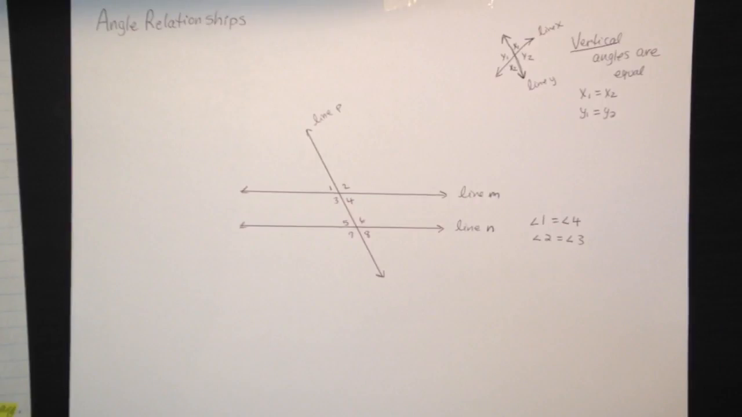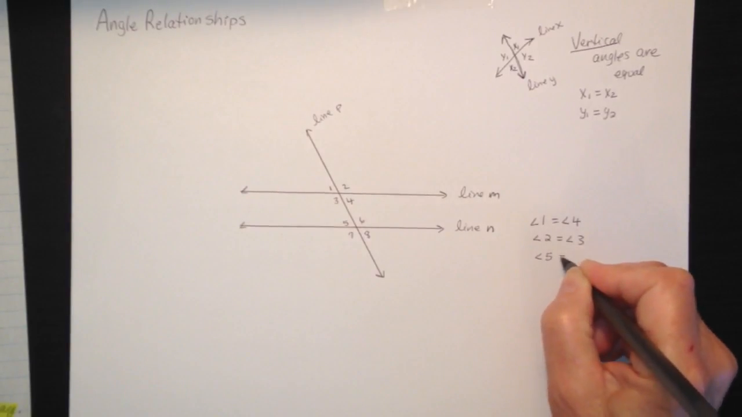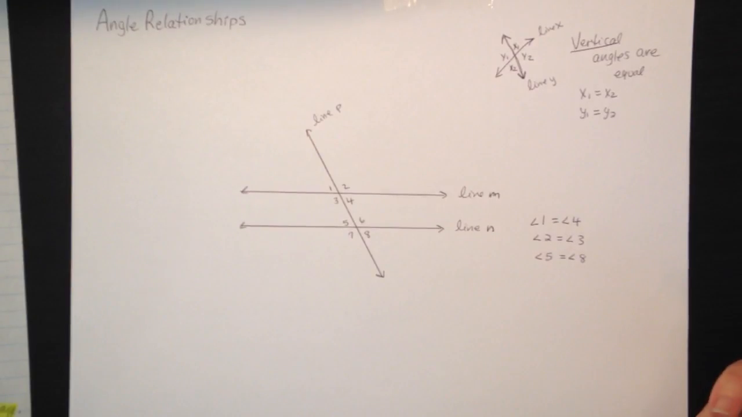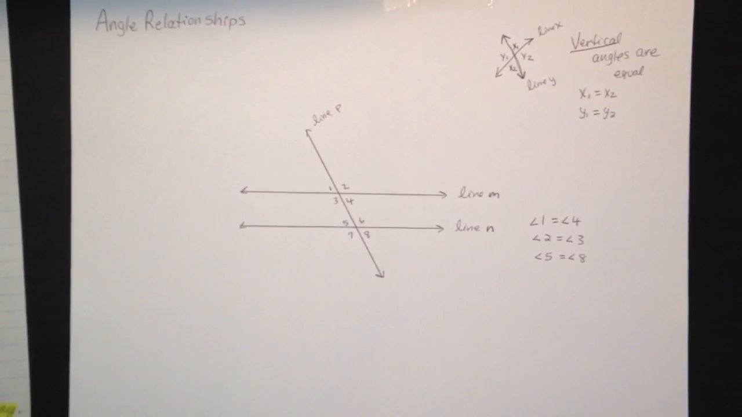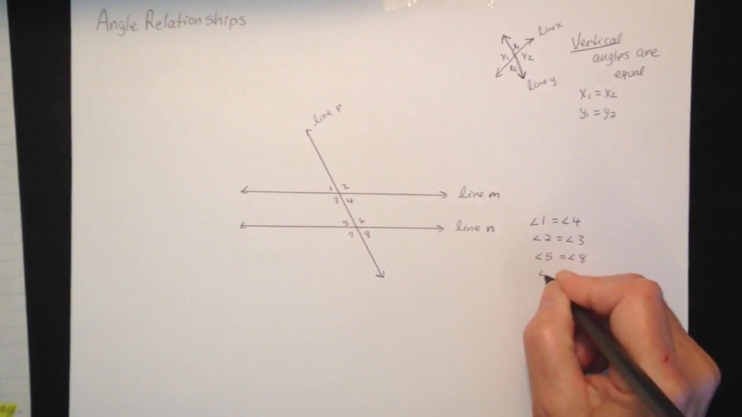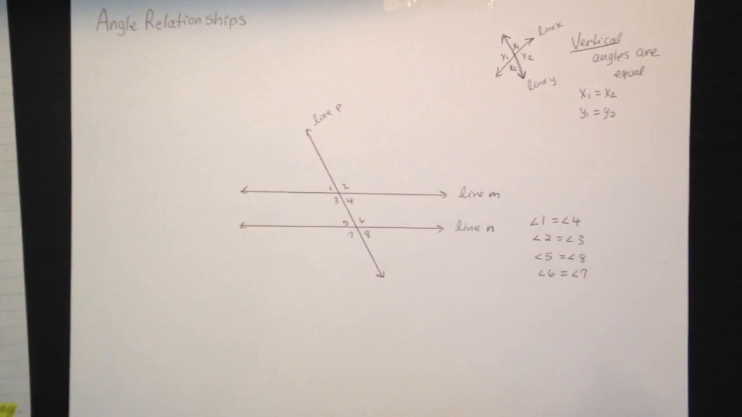Angle 5 and angle 8 are across from each other, so angle 5 is equal to angle 8. Oh, I think I said 6, but 5 and 8 are across from each other. And then angle 6 and angle 7 are across from each other, so they're vertical angles, and those are equal. So all of a sudden, here are some relationships that we can talk about.